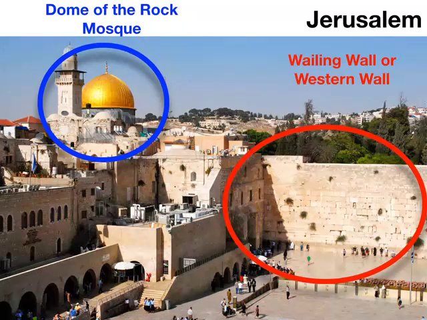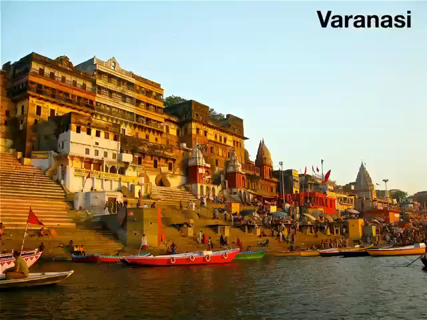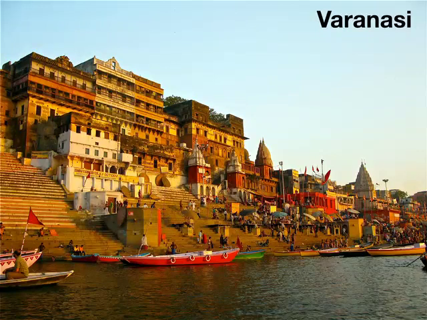So now we're going to travel east to India, and we're visiting a city called Varanasi. Varanasi was referred to as Benares during the time of British colonization. And Varanasi is a sacred site because it's located on one of the holiest rivers in the Hindu religion, and that river is called the Ganges.